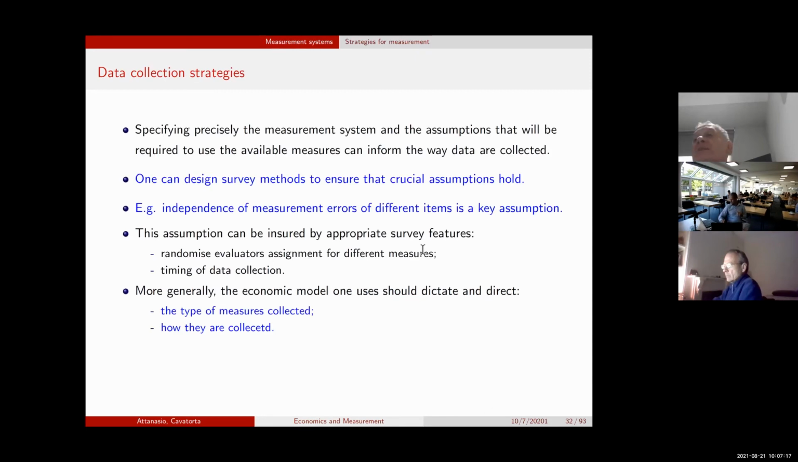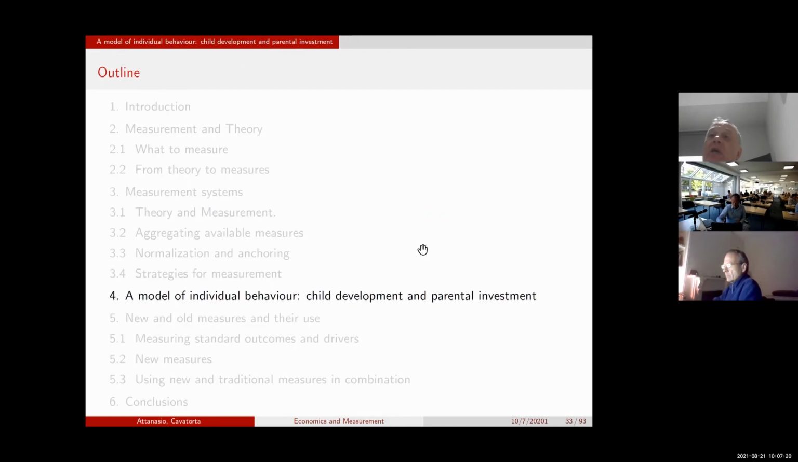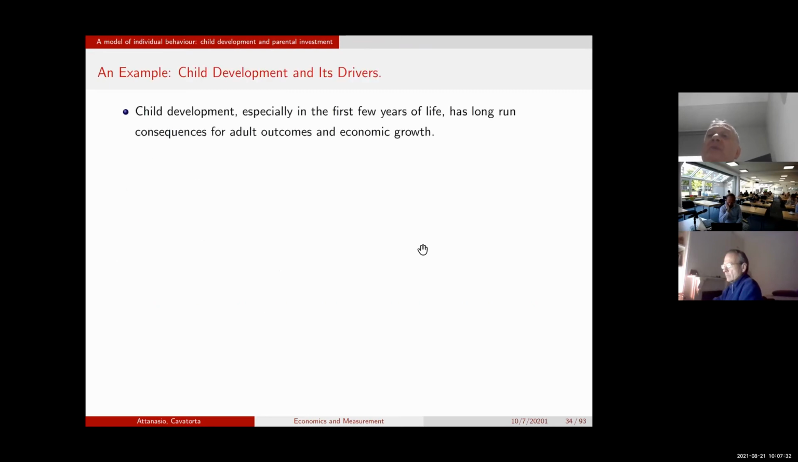Okay, so this is my sermon, this is my preaching. Now I'm going to put some flesh on it and then talk about a model. So this is child development and parental investment, and then I'll give you some examples of the data that we collected.